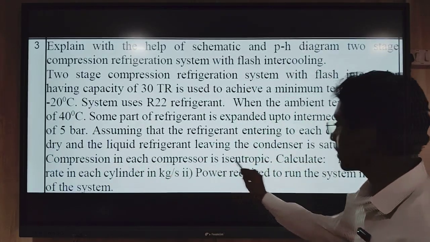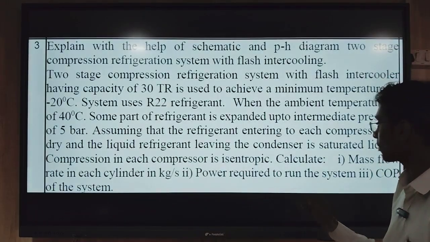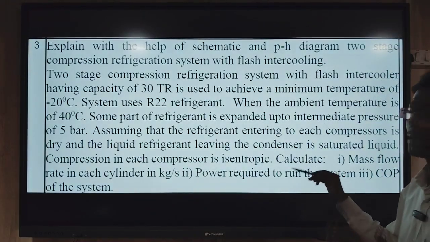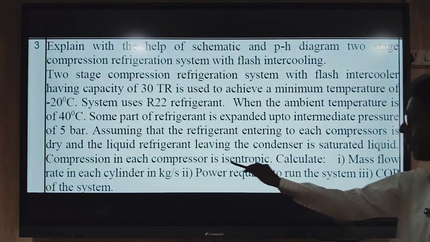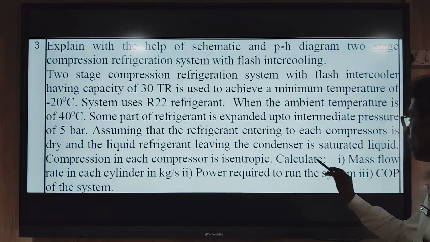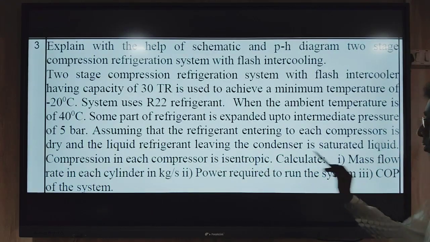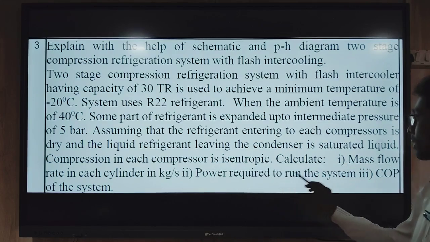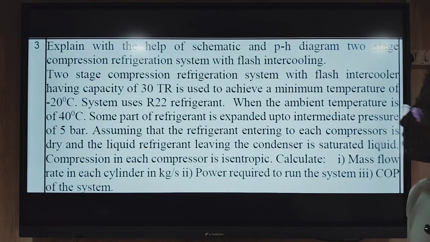Compression in each compressor is isentropic, that is an ideal process. For the simplicity of the problem and the solution, we use this statement. We are asked to calculate the mass flow rate in each cylinder, the power and the COP of the system.